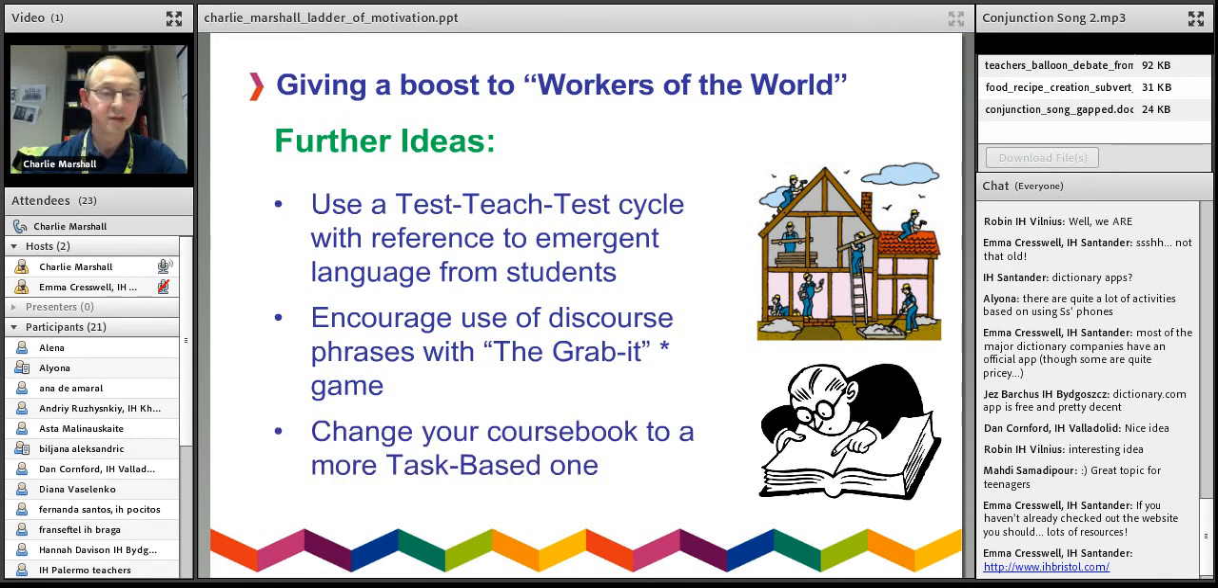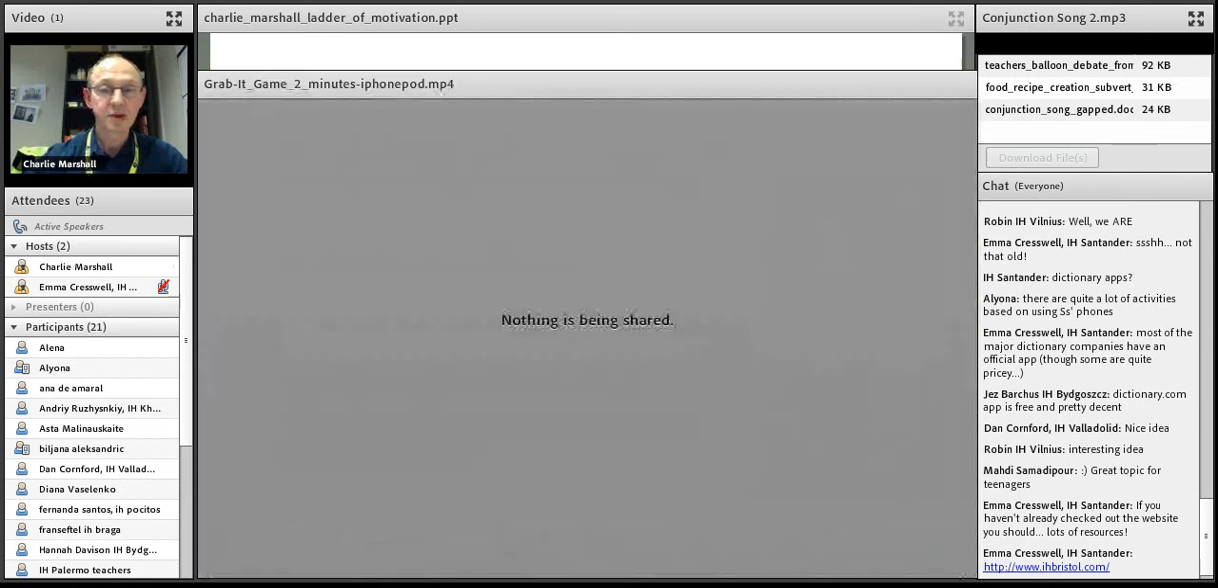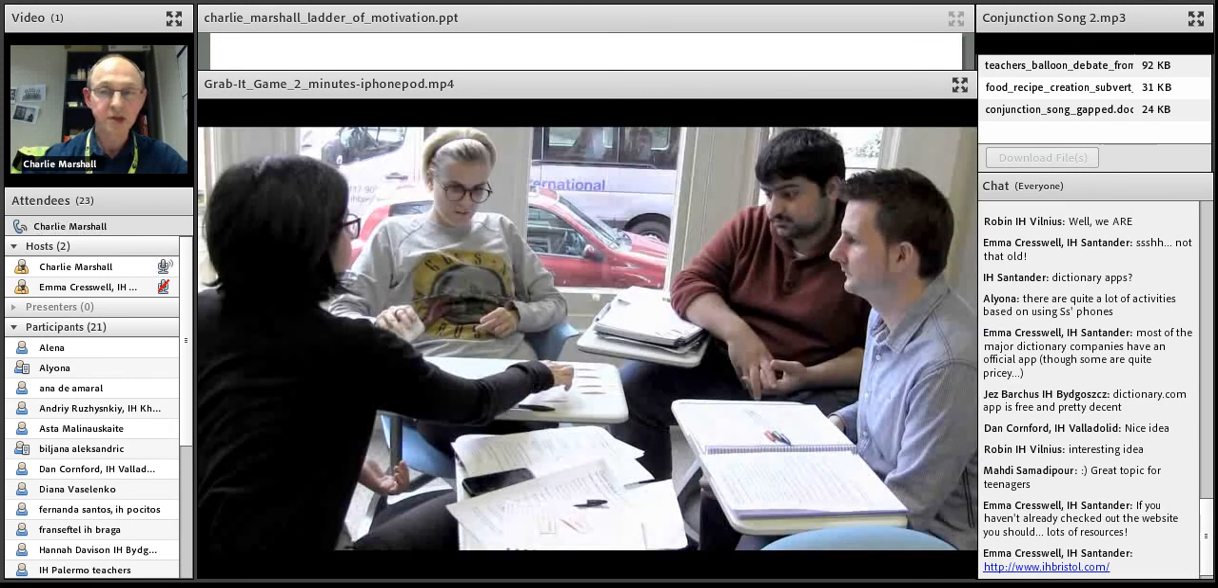And another idea would be to change your course book to a more task-based one. Anyway, we're just going to watch a little video clip of a grab it game. This was a grab it game in a class that we actually did earlier this week with adult students. I apologize that they're not teenagers. And they are trying to use phrases to talk about money and purchases that they've made. And I hope the video will perhaps stutter a little bit less than the previous one.